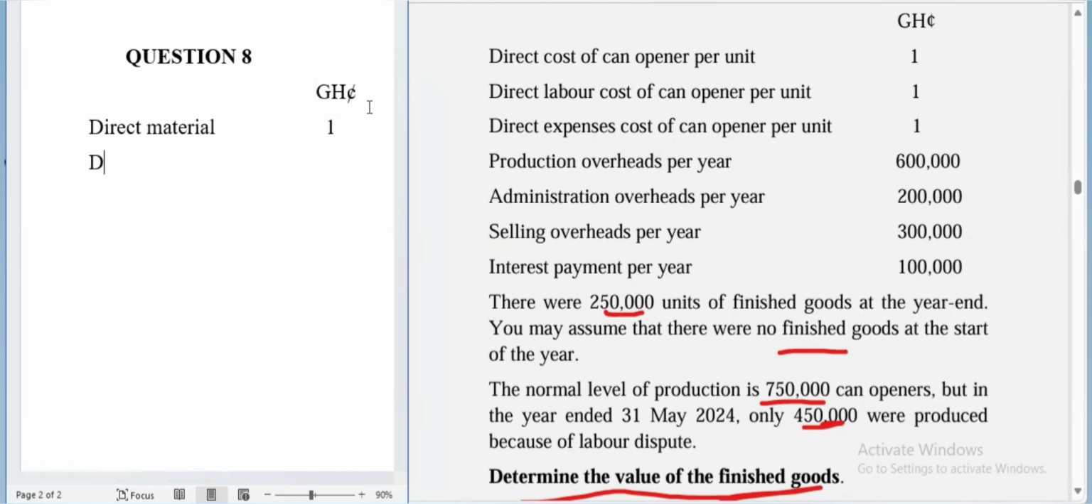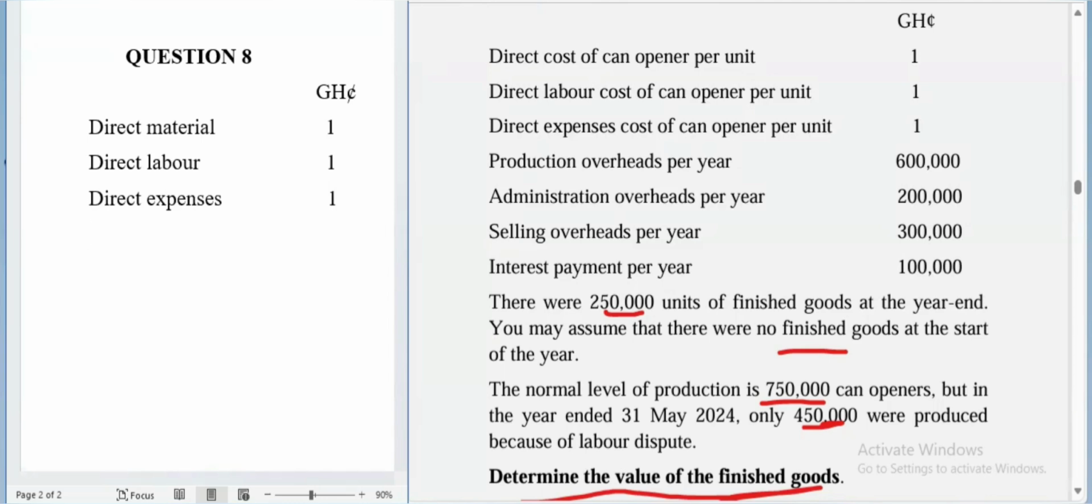Then the next one is direct labor, also 1 CD per unit. So don't forget these ones are per unit. Then we have direct expenses, also per unit, of 1 CD.